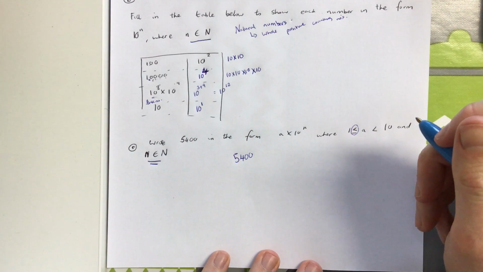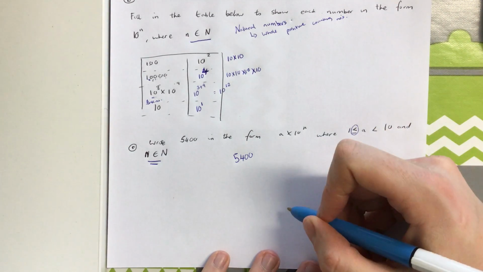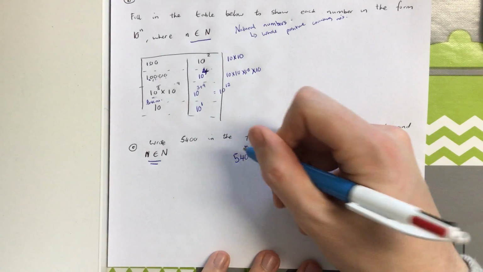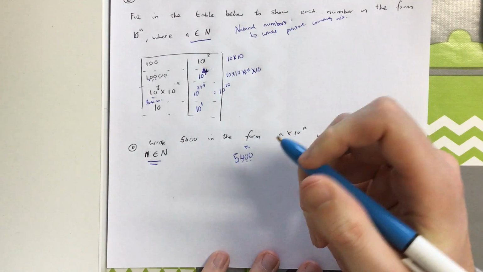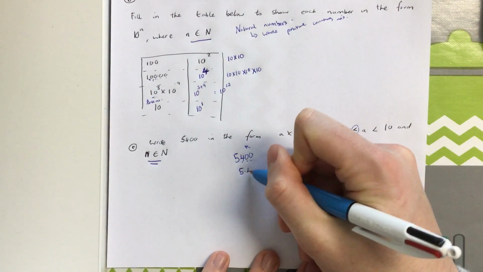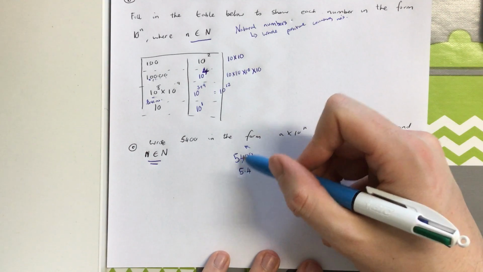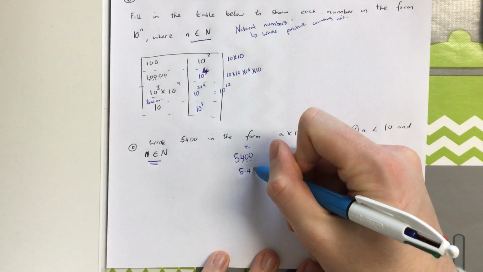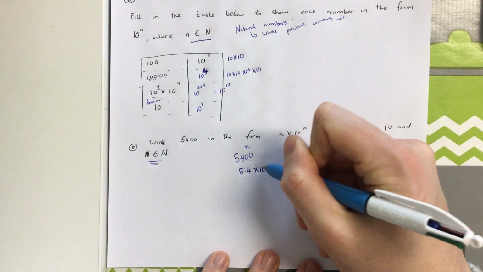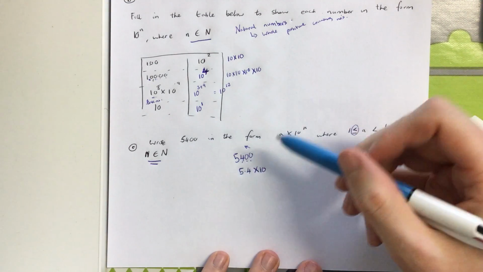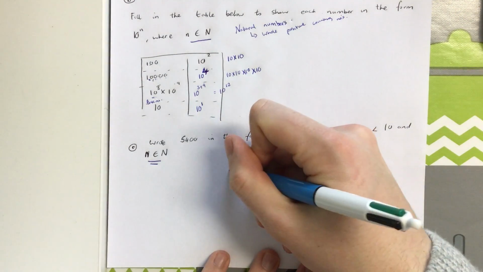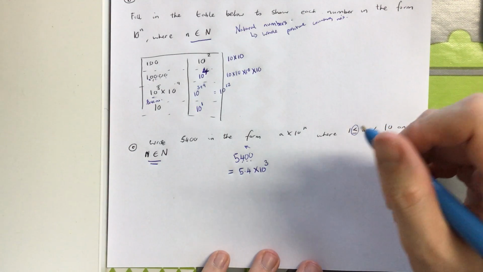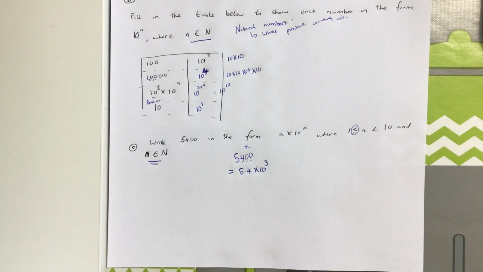So we have 5,400. How do we get that to become a number between 1 and 10? Well, what we're going to do here is move the decimal place 3 spaces to the left. 1, 2, 3. That's 5.4. Now, of course, 5.4 is not the same as 5,400, so what we're going to do here is multiply by 10 to the amount of decimal places we moved. 1, 2, 3. The answer is 5.4 times 10 to the power of 3. Okay, that is another type of question you'd encounter there on indices.